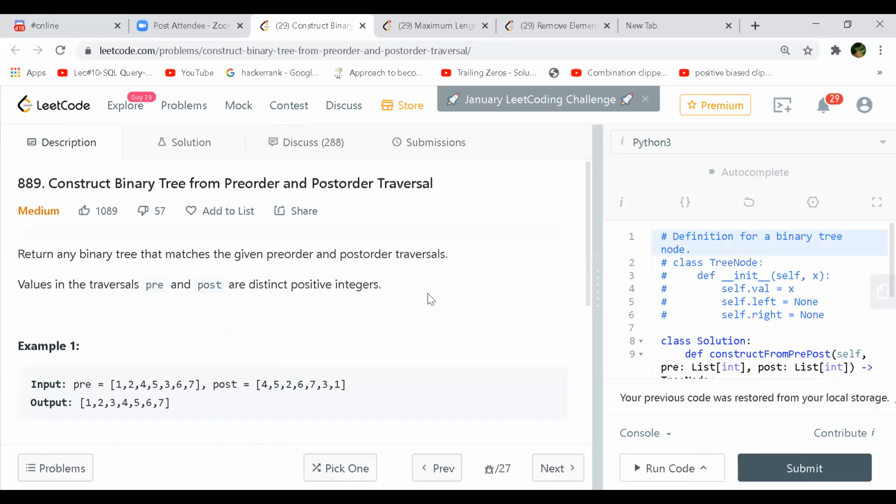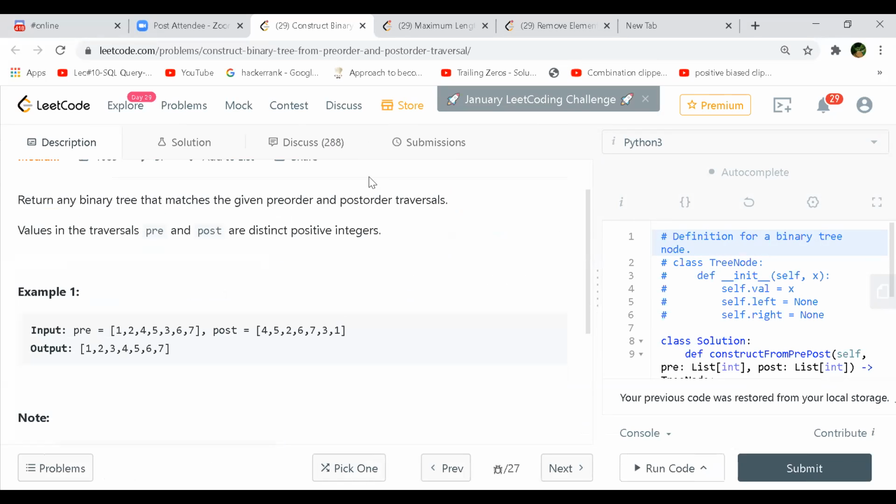Okay, so our first problem today is we have to construct a binary tree from the pre-order and post-order traversal. Return any binary tree that matches the given pre-order and post-order, and values in the pre and post are distinct positive integers. Here, this would be the root, right? In pre-order, this would be the root.